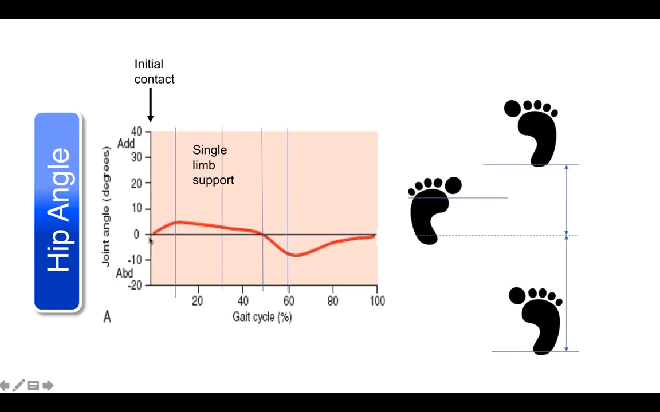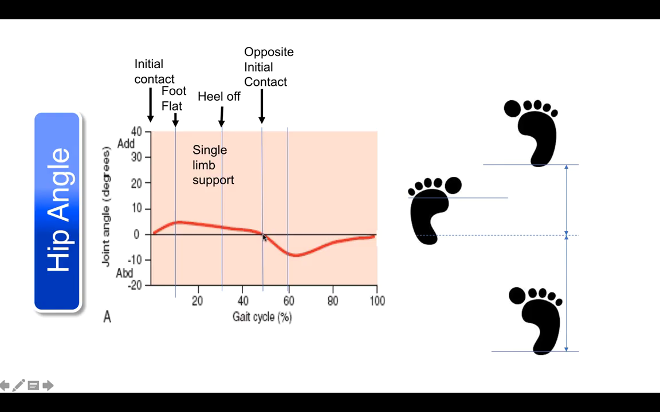As we move into the ipsilateral side, we'll see there's some amount of adduction as we shift our weight over to that side. So by foot flat, we've essentially shifted our weight and are now in single limb support, starting at 10% of the gait cycle. As we progress through the stance phase, there's a slight amount of abduction occurring, returning to neutral about opposite initial contact.